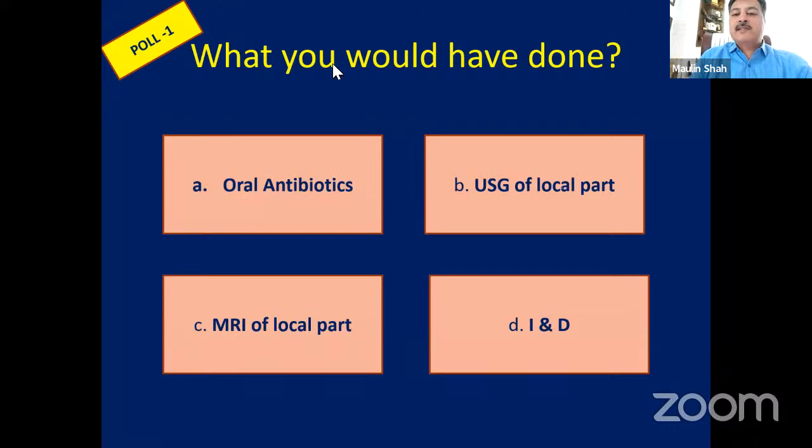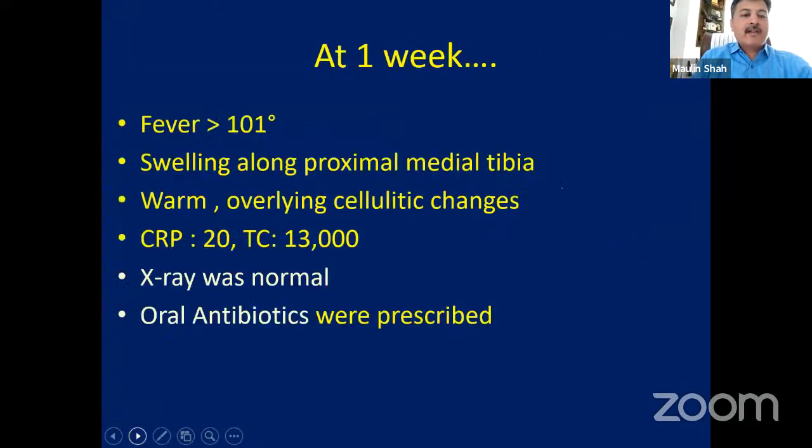A couple of people think that USG will tell you whether this soft tissue abscess is connecting to the subperiosteal space. Few of you are aggressive. They want to do an IND. No one said that oral antibiotic is a choice. But let's see what the orthopedic colleague did. He gave oral antibiotics.